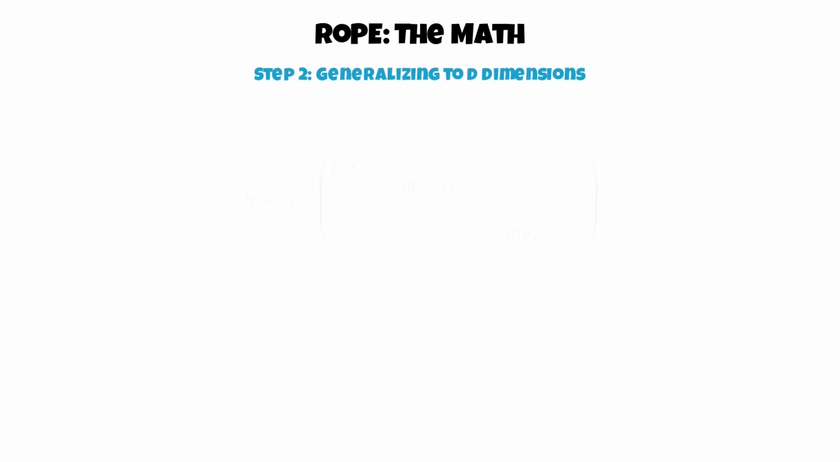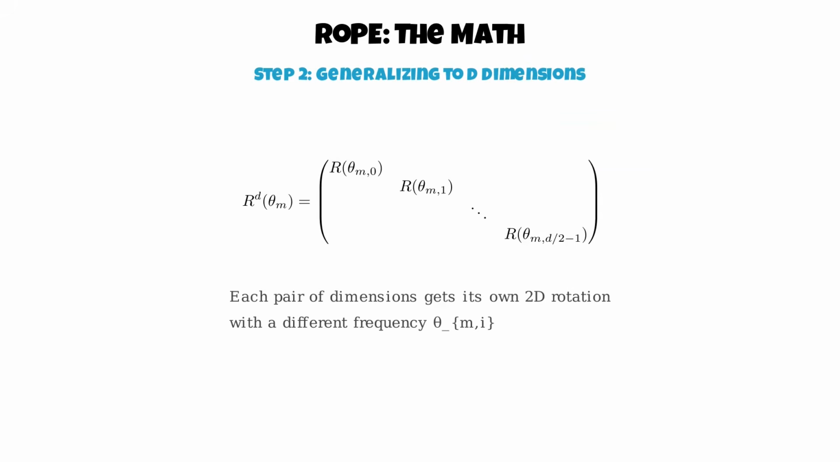But Bielik's attention heads aren't 2D. They have 128 dimensions. So how do we rotate that? We generalize. We slice those 128 dimensions into 64 pairs and give each pair its own independent 2D rotation. Mathematically, it builds this massive block diagonal matrix. Every pair gets its own rotation angle.